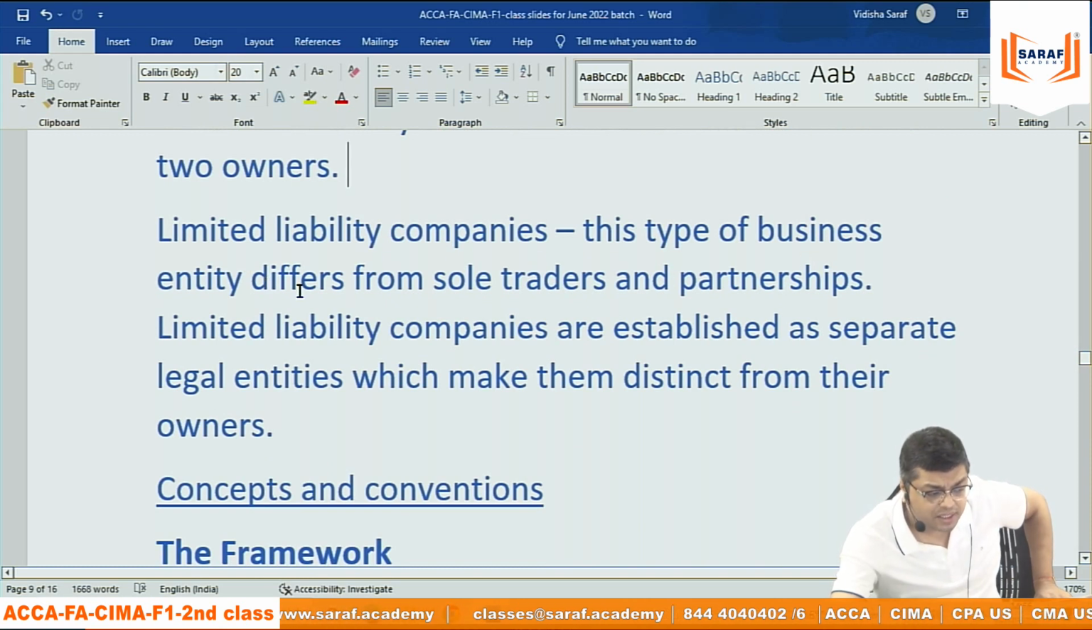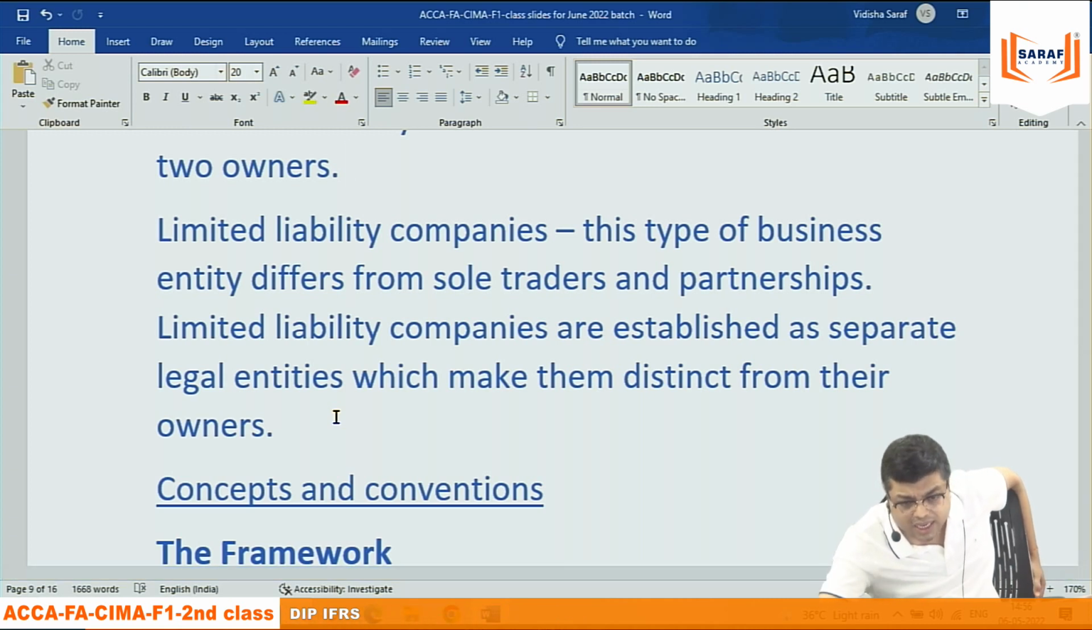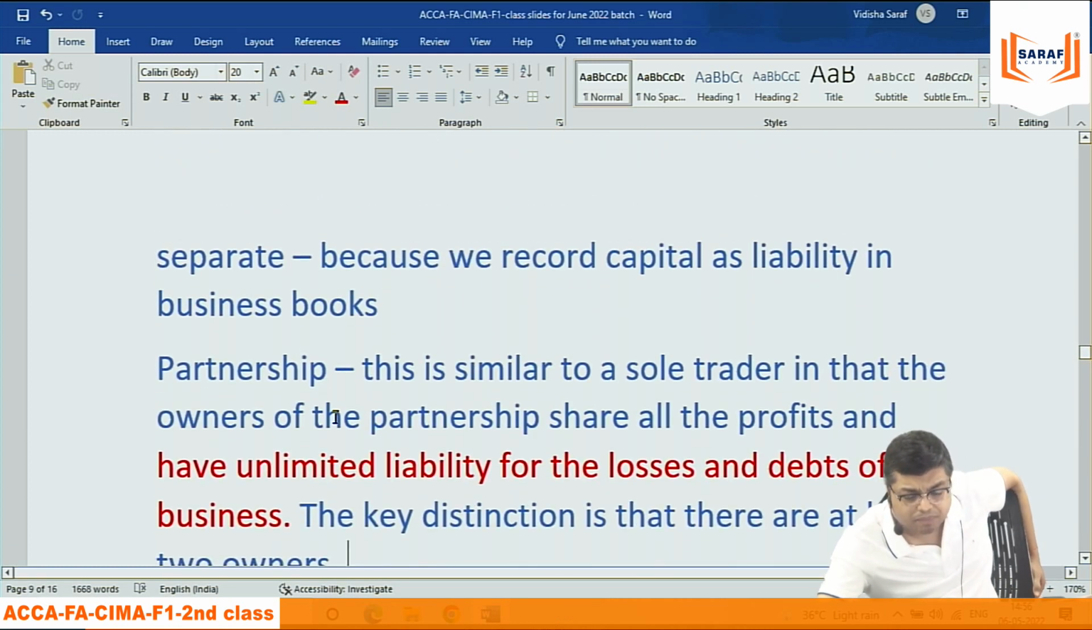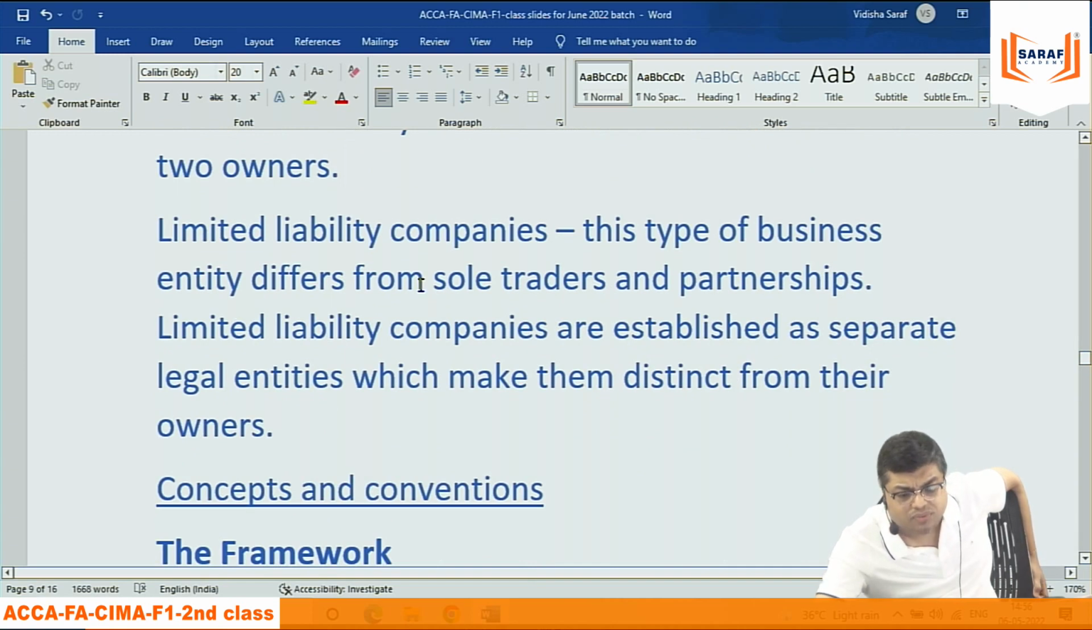This type of business entity differs from sole trader and partnership. Limited liability companies are established as separate legal entity, which make them distinct from owners. So in a company, Prakash Saraf, Saraf Academy are separate, legal-wise, accounting-wise. But in sole proprietorship, partnership, legal-wise, Prakash Saraf and Prakash Saraf business is not separate. In accounting books, they are separate. But legality, the difference is only there in case of company.